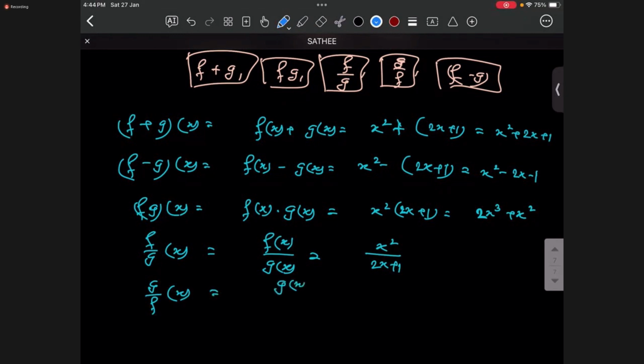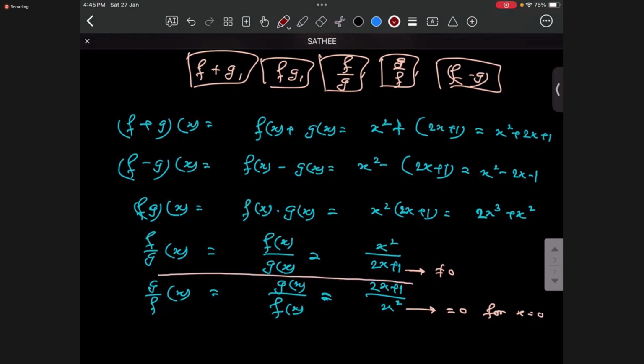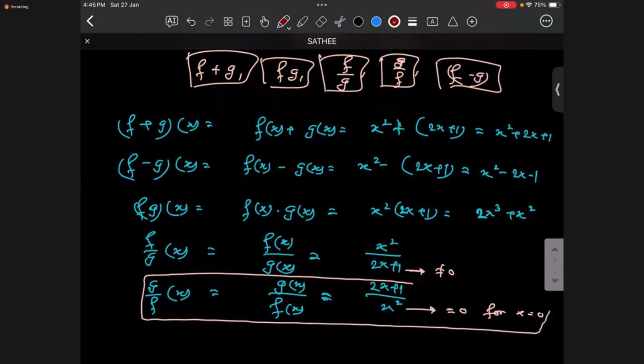Now what about g by f of x? That is g x by f x. This is equal to x plus 1 by x square. Now check one thing, that in this case x plus 1 is not equal to 0, but here x square can be equal to 0 for x equal to 0. So we can't get this function. We cannot write this function.